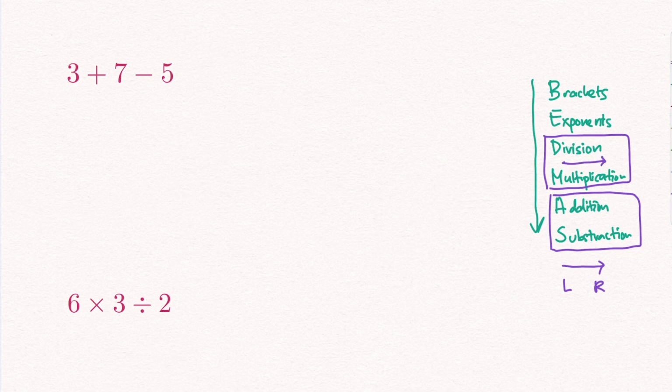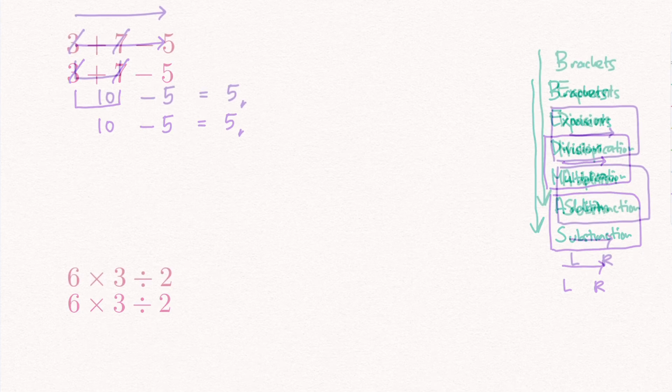So looking at the first question here, we have 3 plus 7 minus 5. We can see that this expression contains both the add and the subtract. So we simply need to go from left to right. So we're going to evaluate the first bit, which is 3 plus 7, and that equals 10. Now that's done, and the minus 5 moves down. 10 minus 5 equals 5. So in simplifying the first expression, the answer is 5.